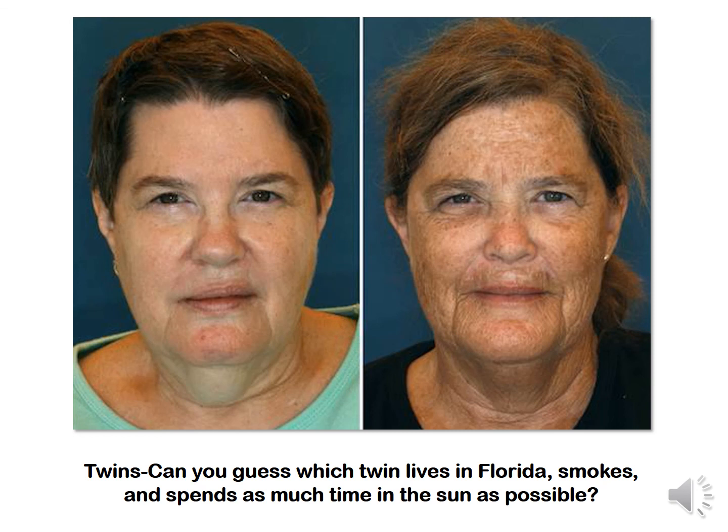This is also an example of sun exposure. As you can see, the twin on the right looks older than the twin on the left. These are genetically identical women, but the difference is that one lives in Florida and gets a lot of exposure to sun.